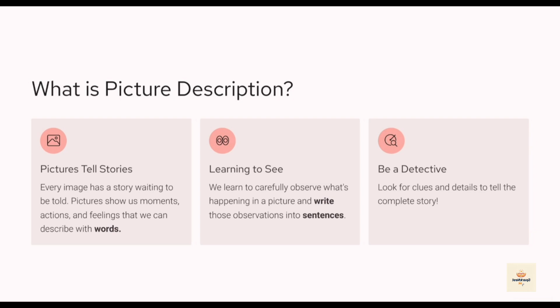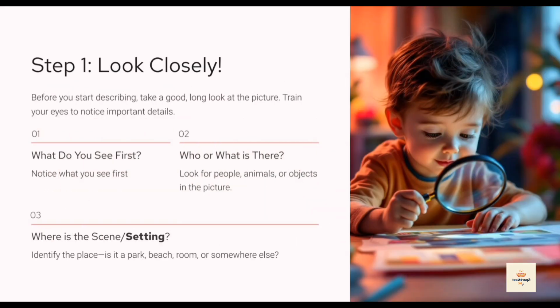Pictures tell stories. Every picture shows something happening. It may show people, places, actions, or feelings. Second, we must look carefully. We observe what is happening in the picture and then write our ideas in sentences. Third, we become like detectives. We look for small clues and details in the picture to understand the whole story.